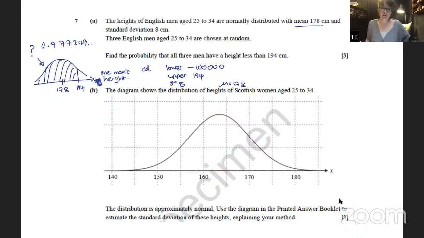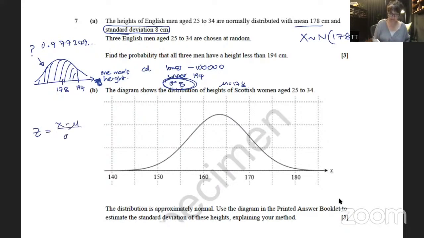For the standard deviation, it depends what they've given you. If it said the variance is 8, then the standard deviation would be the square root of 8. But because it says the standard deviation is 8, that's what the calculator wants. So if I was writing this in notation, it would be normal, mean, variance. And then what goes in the calculator is not the variance, it's the standard deviation, which is a bit annoying. And in the Z formula as well, it's the standard deviation at the bottom, not the variance. Common mistake.